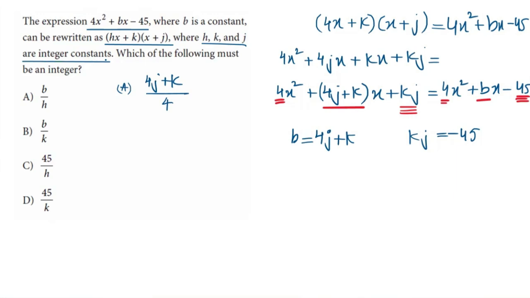So look at the wording of the question, which of the following must be an integer. Well, I can give you a counterexample for this. Let's take j to be 2 and k to be 3. So let's see what happens. 4 times 2 is 8, plus 3, divided by 4, which is 11 divided by 4, which is not an integer. You get it? So A cannot be true.